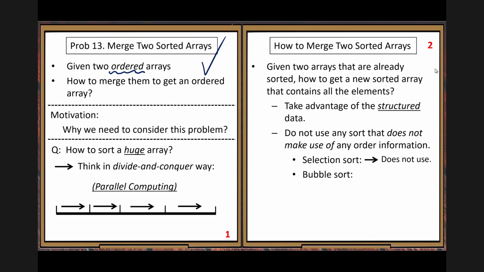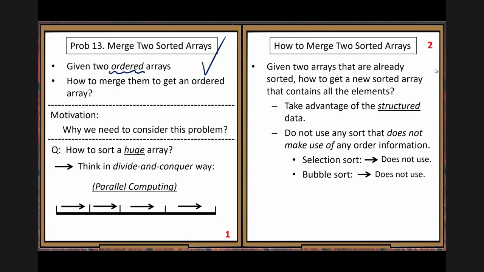Bubble sort. Do we use ordered information in the bubble sort? Best case, worst case, average case, the same also, right? No difference. We didn't use it.